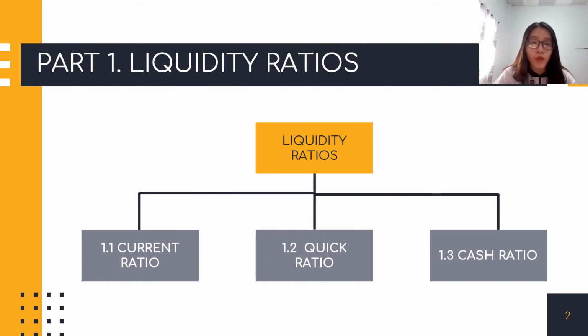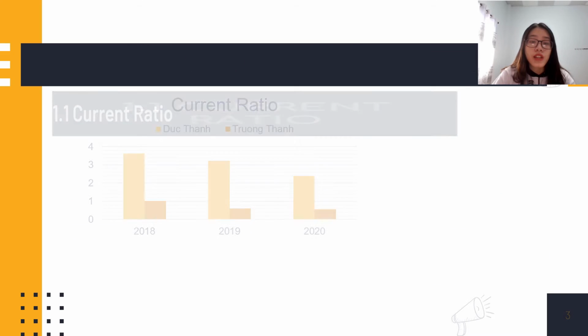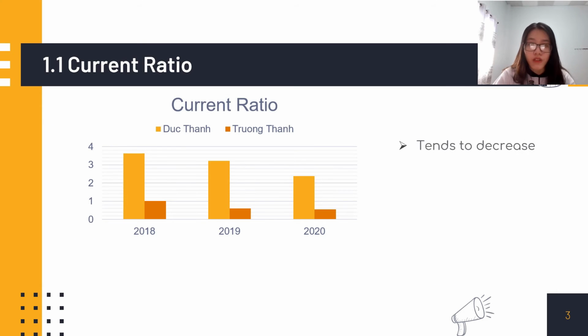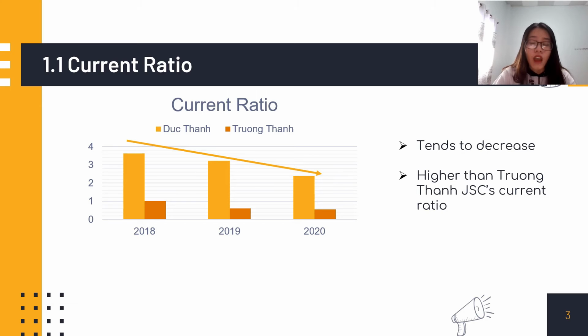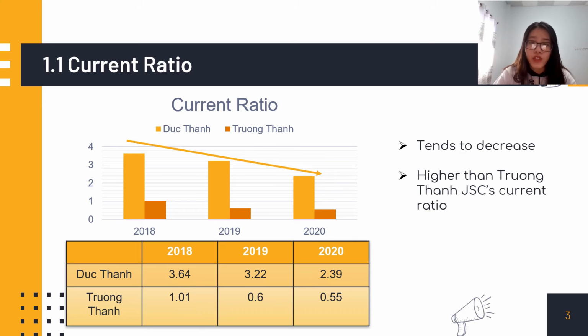Now let's get started with the liquidity ratios, which include the current ratio, quick ratio, and cash ratio. Regarding the current ratio, Đức Thành tends to decrease this ratio, but it is still larger than that of Trường Thành. Though the company's ability to cover short-term debt is reduced, both are greater than 1. That means affordability for short-term debt is entirely possible.